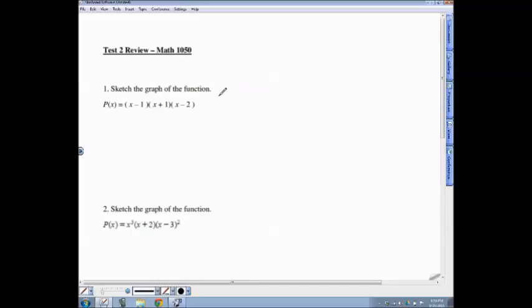The way I instructed to sketch the graph of a function, pretty much 3 steps. Step 1 was to find the zeros. Step 2 is the y-intercept, and step 3 is the end behavior.